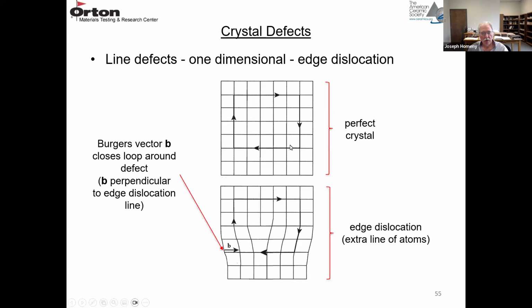So here's the loop around the perfect crystal, and then here's the loop when you have an edge dislocation, and here's the Burgers vector that will close that loop. And in an edge dislocation, the Burgers vector is perpendicular to this line dislocation, this extra line of atoms. And when the dislocation moves, this line moves across the crystal structure. That's how an edge dislocation moves.